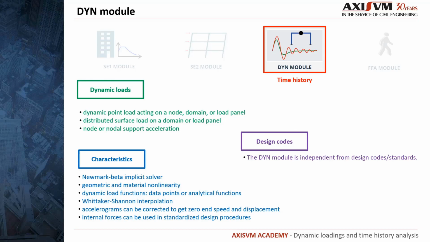So the summary of the main characteristics are that the time integration is carried out by the Newmark beta implicit numerical method, geometric and material nonlinearity can be taken into account, the dynamic load functions can be defined by either numerical data at sampling points or by analytical functions, the intermediate points of the load function can be determined with linear or Whittaker-Shannon interpolation, the accelegrams can be corrected in order to obtain zero end speed and displacements, and the internal forces can be used in standardized design procedures.